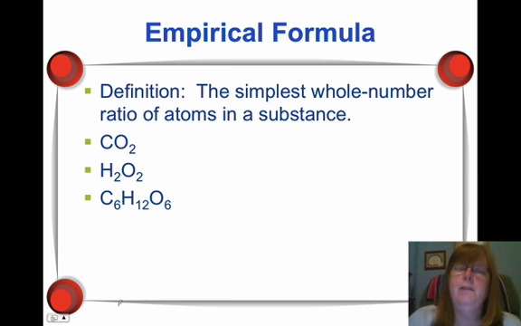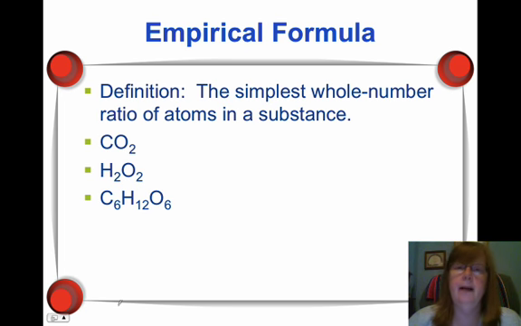What is an empirical formula? Well, the definition is it is the simplest whole number ratio of atoms in a substance. So for instance, CO2, you have one carbon and you have two oxygen atoms. That's an empirical formula. That's the simplest whole number ratio.